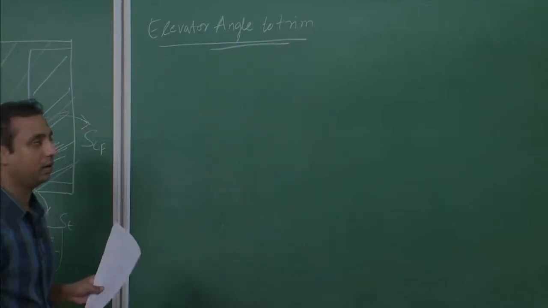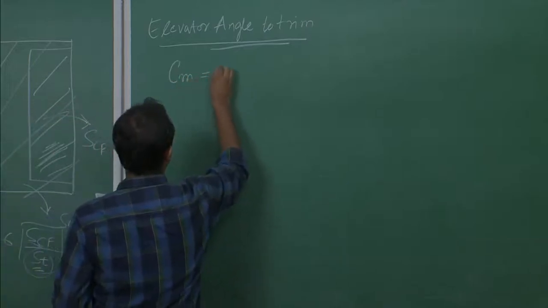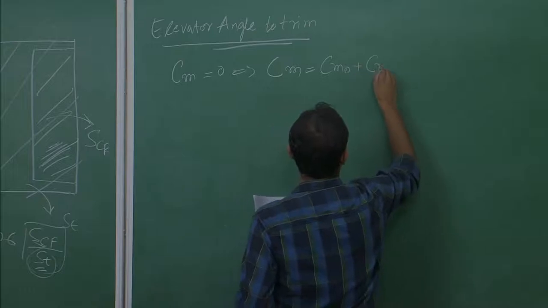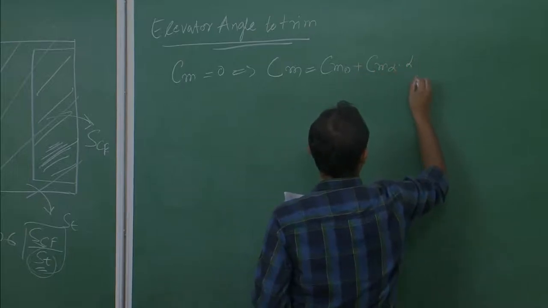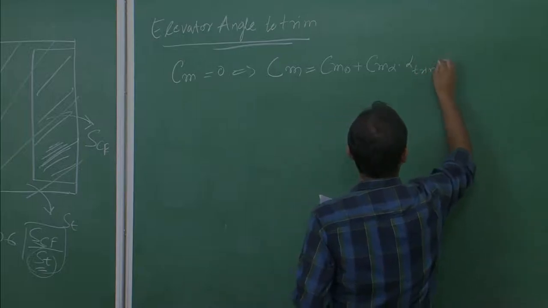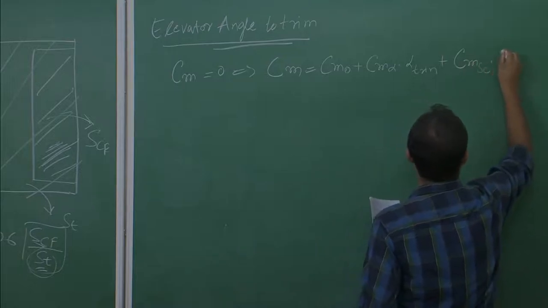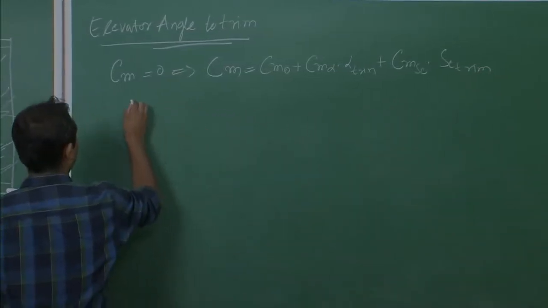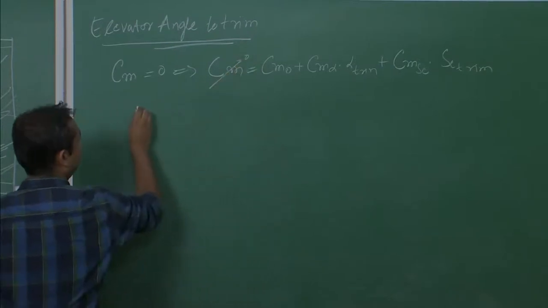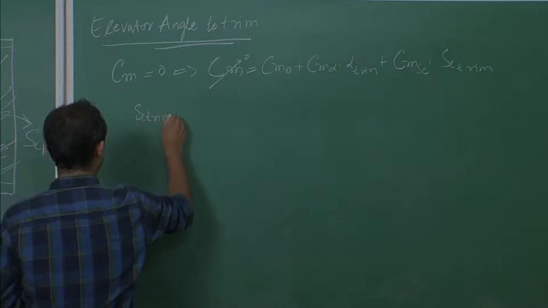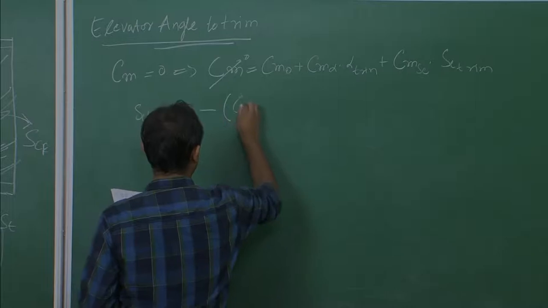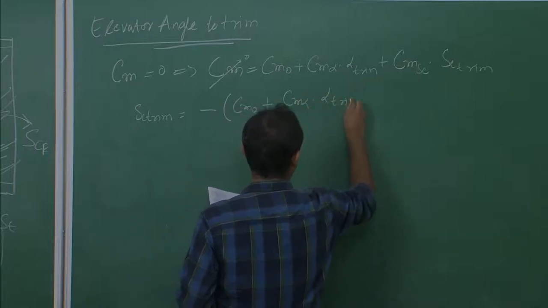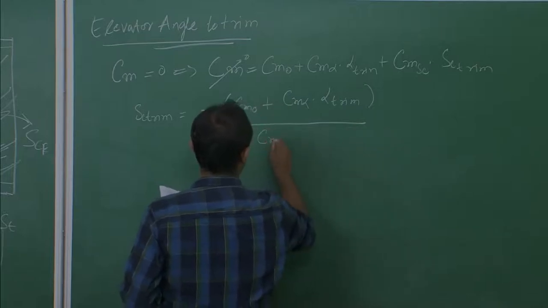As you know, in order to trim an aircraft, the resulting pitching moment should be 0, and we also know that pitching moment coefficient is given as Cm equals Cm naught plus Cm alpha into alpha, if this is alpha trim, plus Cm delta E into delta E trim. From this equation, taking this term as 0, we will get delta E trim equals minus of Cm naught plus Cm alpha into alpha trim, whole divided by Cm delta E.